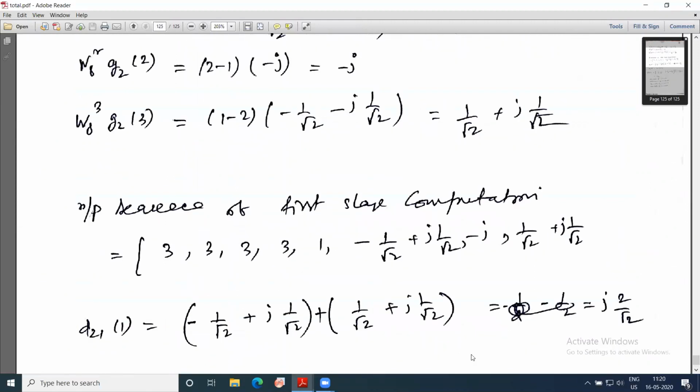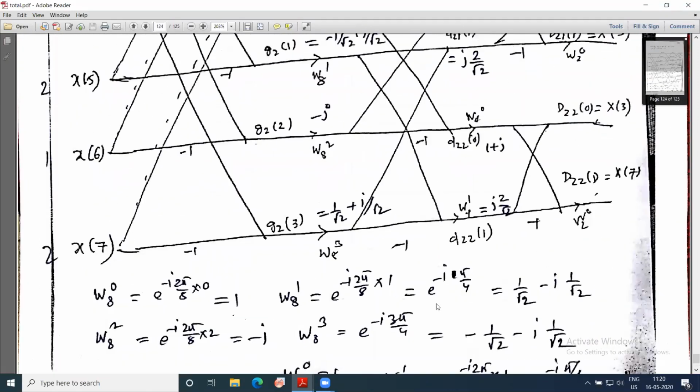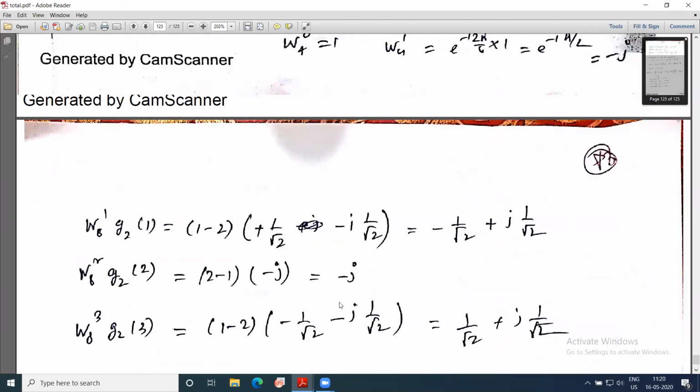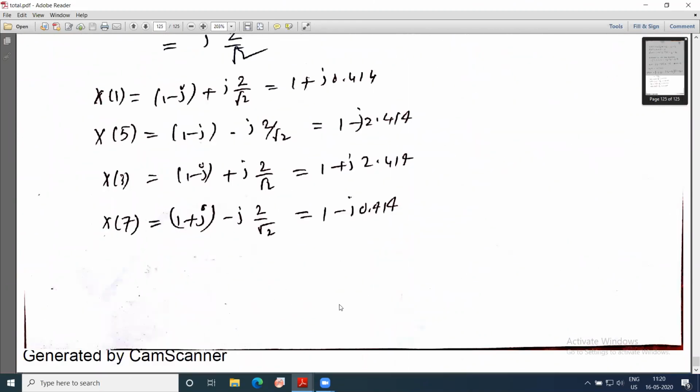Now, if you look at x7, it will be 1 plus j here, then minus j times 2 by root 2. So 1 plus j minus j times 2 by root 2 gives 1 minus j 0.414. Agreed?